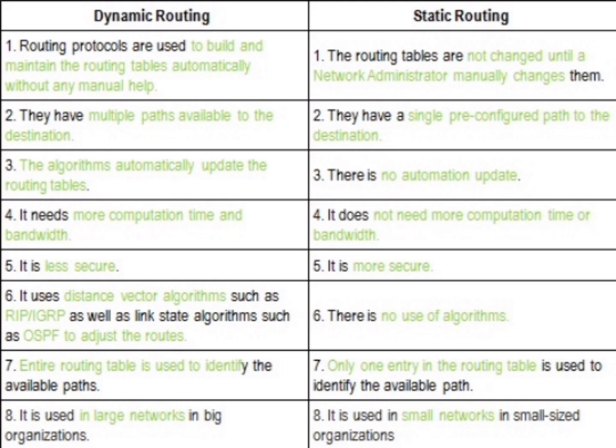Dynamic needs more computation time and bandwidth, which is not necessary for static tables. Because of automatic updating, dynamic is not secure and static is more secure. In dynamic routing, they use some distance filter algorithms, but there is no use of algorithm in static tables. The entries in the route table are used to identify the available paths, but for static routing, there is only one entry in the routing table. Dynamic is used in large networks, that is, big organizations, but static can be used only in small networks like schools, offices, etc.